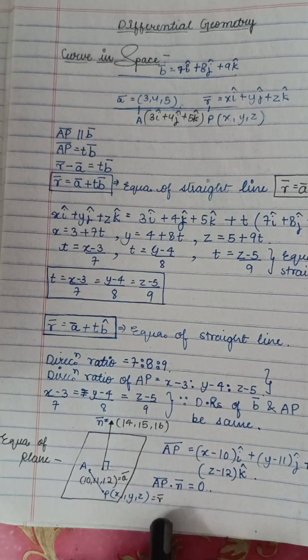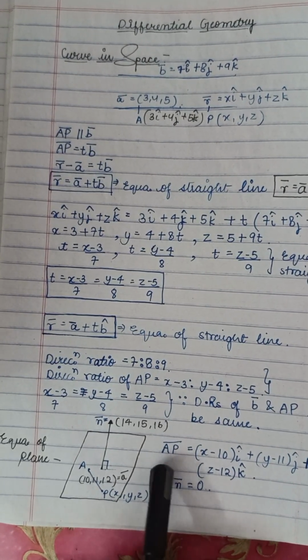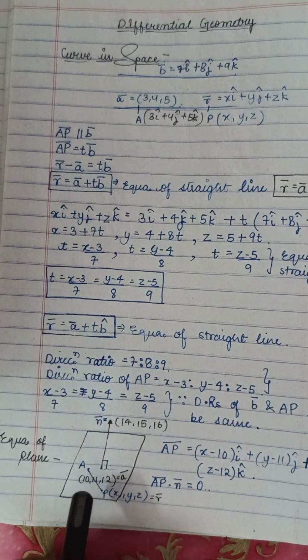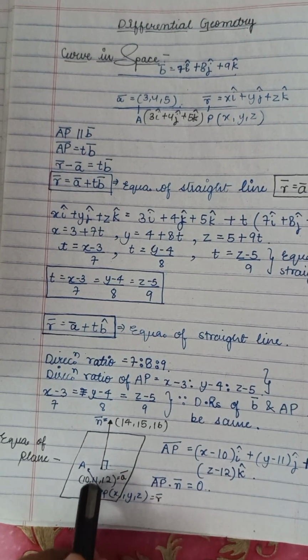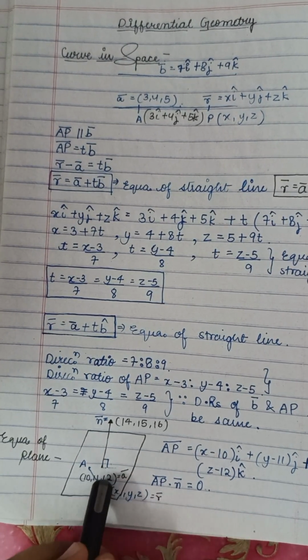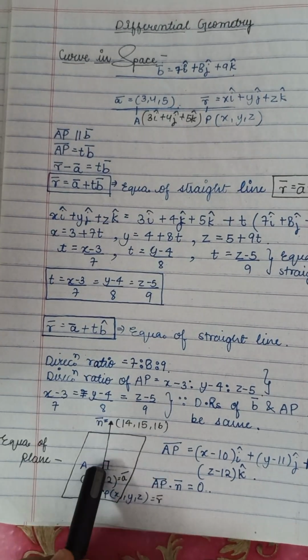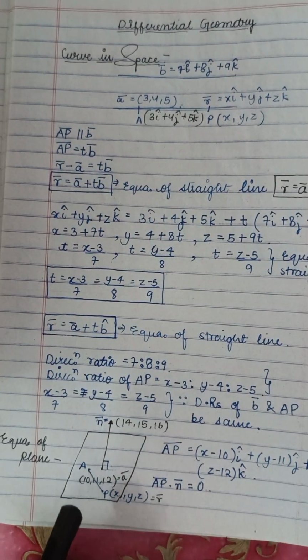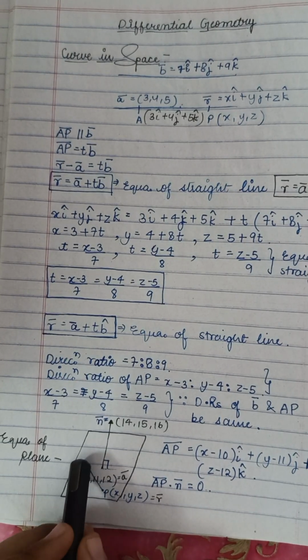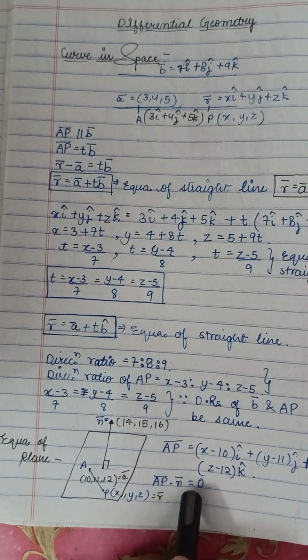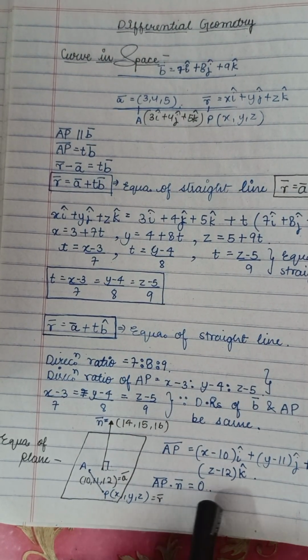So for finding the equation of a plane, let us consider the AP vector. So AP vector will be given by (x - 10) i cap plus (y - 11) j cap plus (z - 12) k cap. So now since we know that this lies in the plane and this vector is perpendicular to this whole plane, if we take the dot product of AP vector and n vector, we will know that the dot product of two perpendicular vectors is equal to 0.